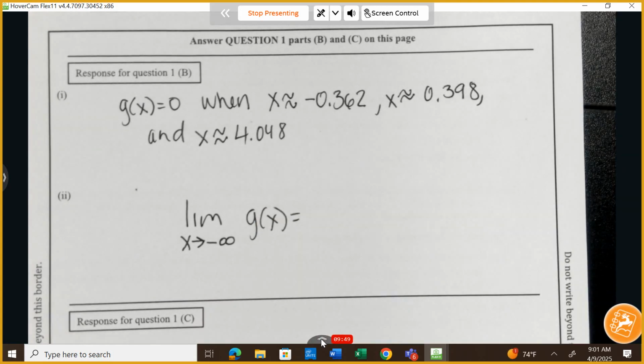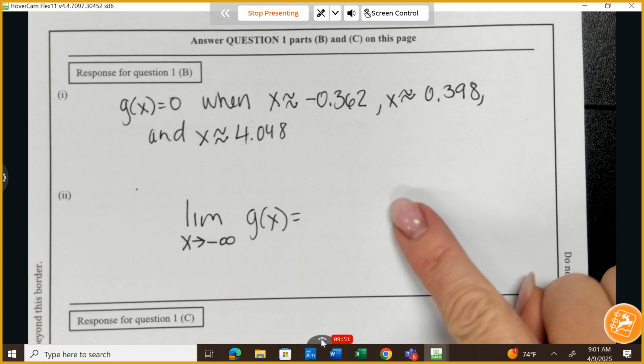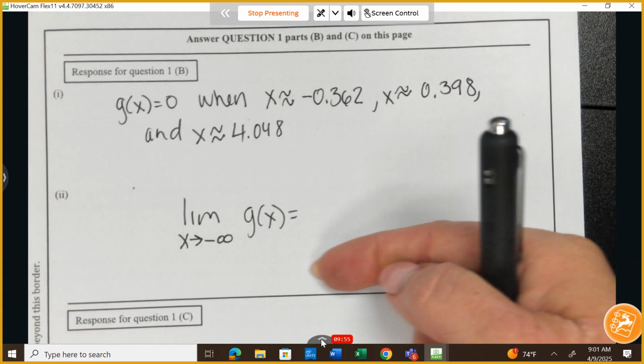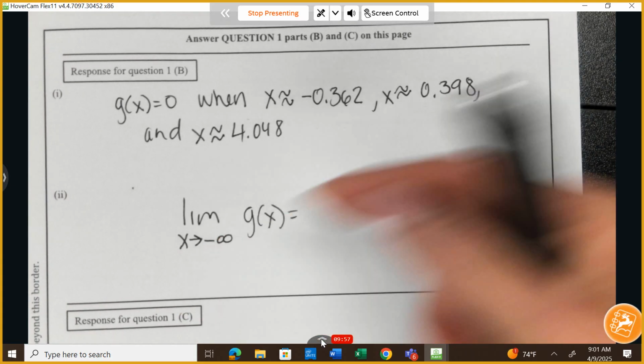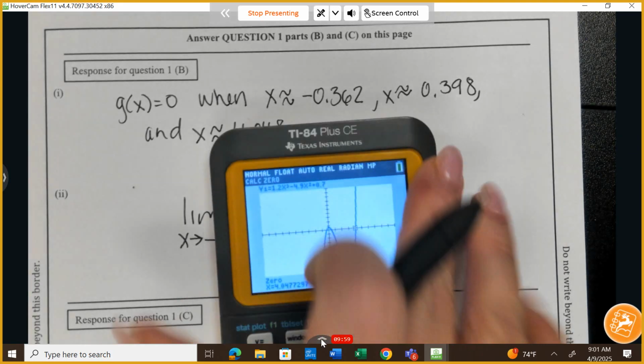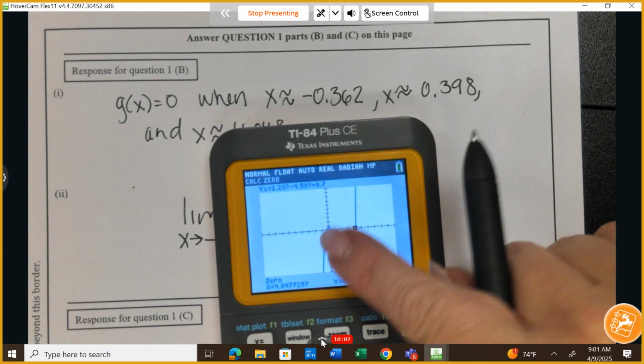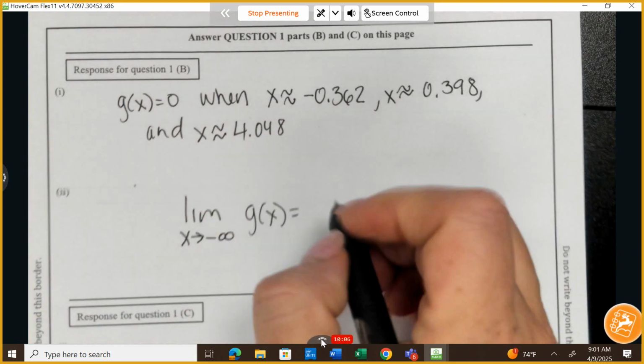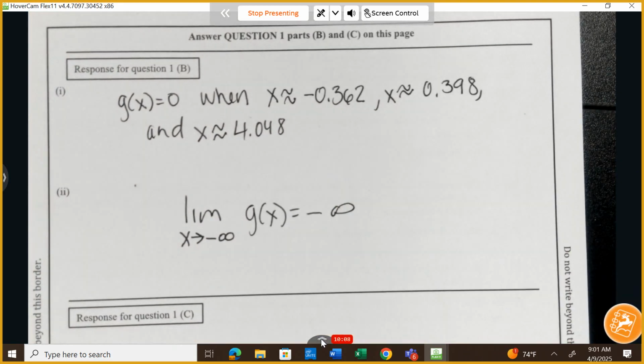And now we want to say what's happening. And one of three things is happening. Your function is headed up without bound, it's headed down without bound, or it's getting closer and closer maybe to a slant asymptote or to a particular value. We can see that as we go to the left without bound, our function is headed down, and we represent that with a negative infinity.